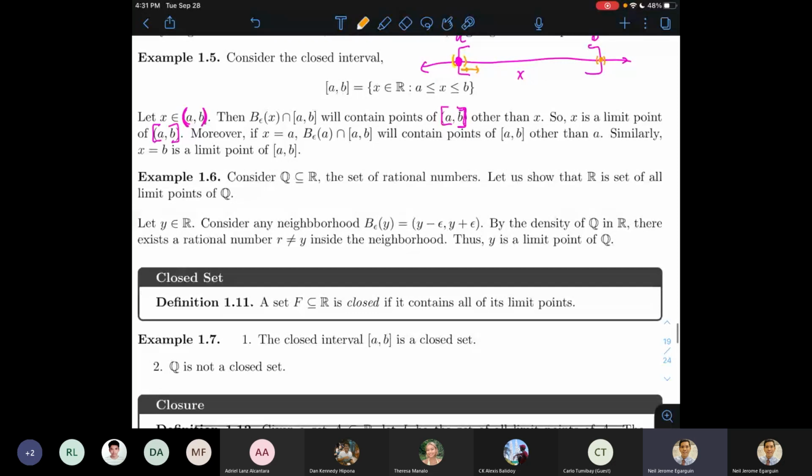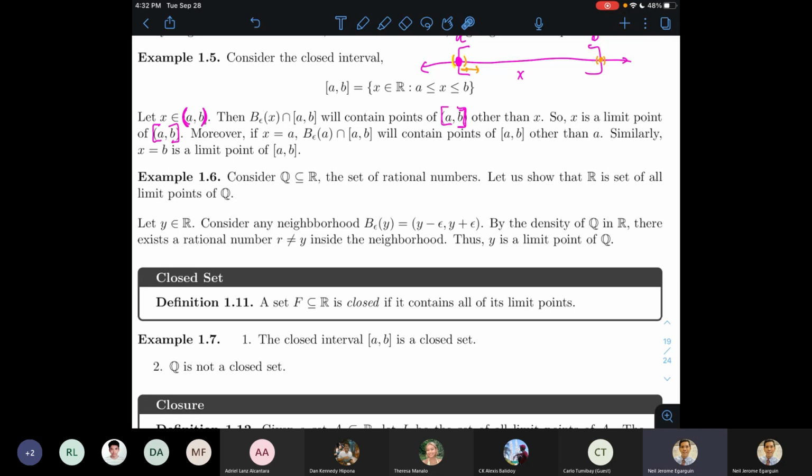Another example is the set of rational numbers. Here, the set of real numbers is the set of all limit points of Q. Pag kinolekta daw natin lahat ng limit points ni Q, makukuha natin ay set of real numbers. Remember, para maging limit point, hindi kailangan nandun ka sa loob ng set. So ang hinahanap natin dito, ano yung mga limit points ng set Q, ng set of rationals. So meaning, saang mga numbers nagkukumpulan yung mga rational numbers. Okay?